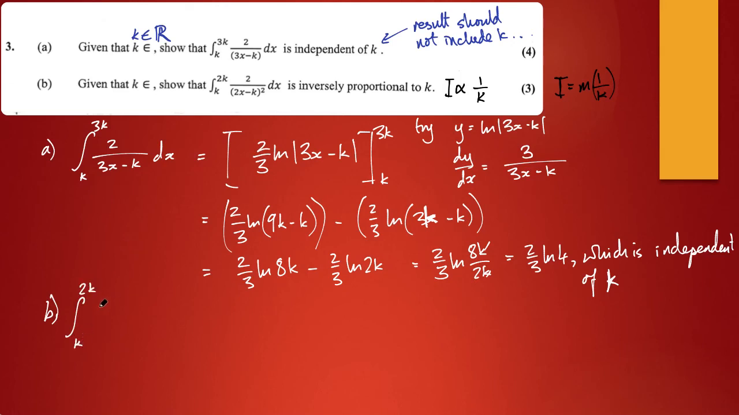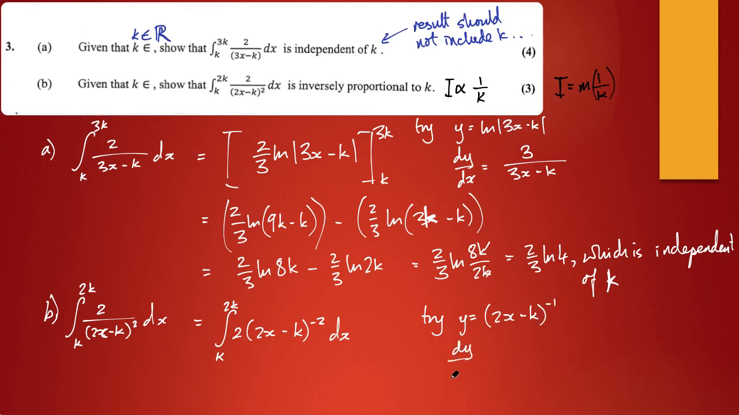So this time I've got 2 over (2x minus k) all squared with respect to x. Because I now have a squared on the denominator, I can use it to the power of minus 2 and use the reverse chain rule. So the integral from k to 2k of 2 lots of (2x minus k) to the power of minus 2 with respect to x. Thinking about integrating that, I would have started with something with that to the minus 1.